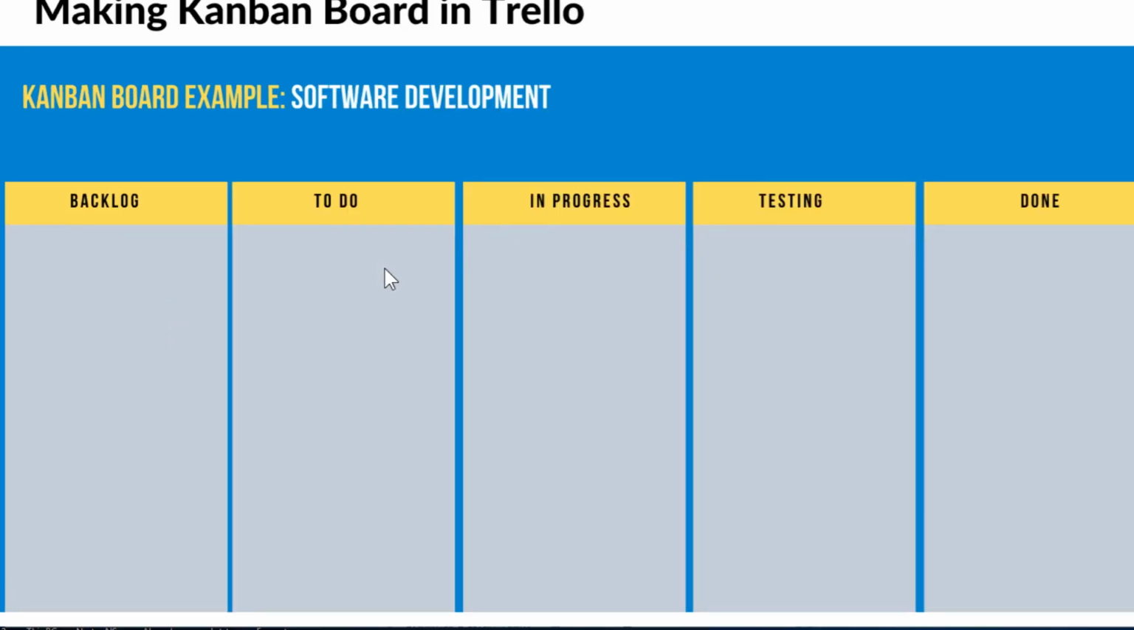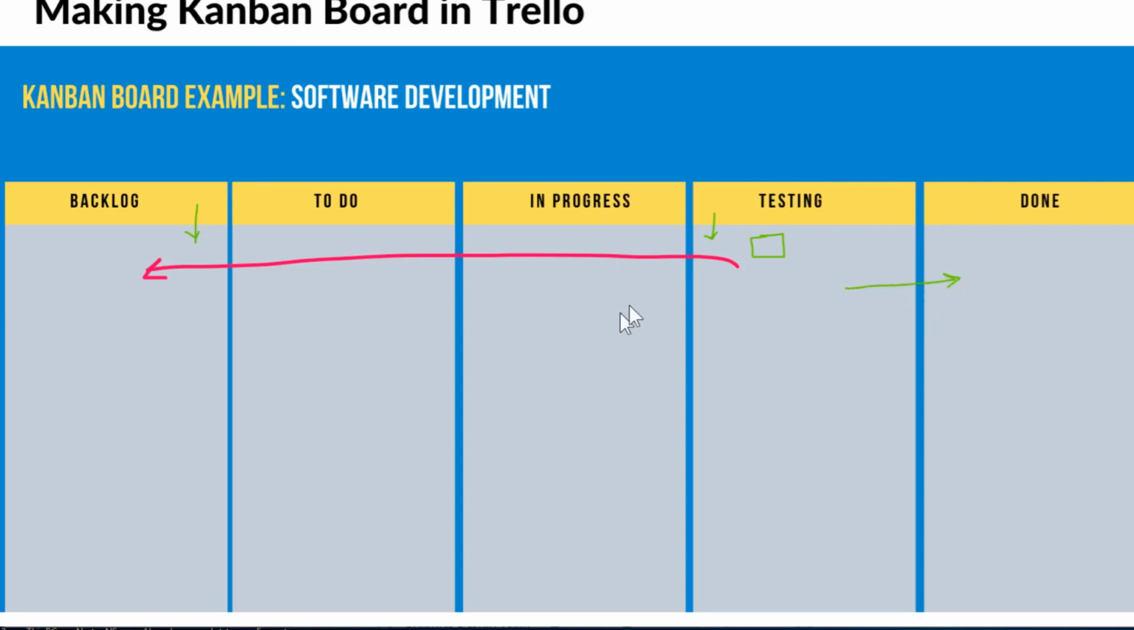Now this is another example from software development. In this case we have added two more columns or stages to our project. One is the backlog stage and one is the testing stage. Every software needs to be tested. So the idea is that we test the software in this stage, and if the software is not passing our test, we put it back to the backlog area, and if it passes the test, we put it into the done area.